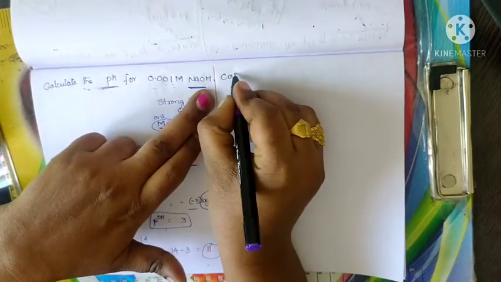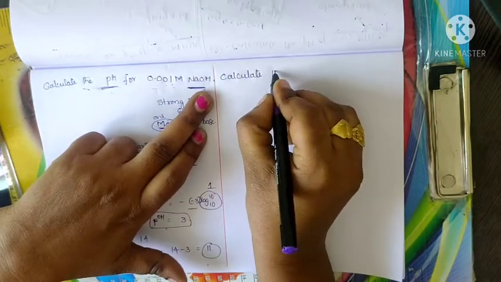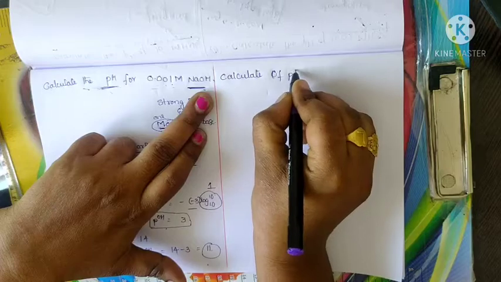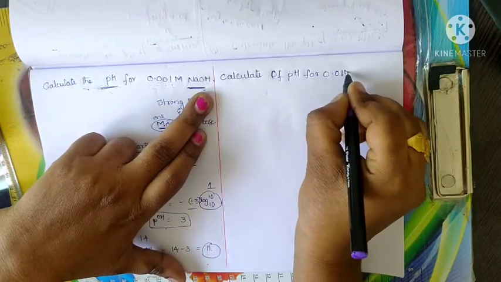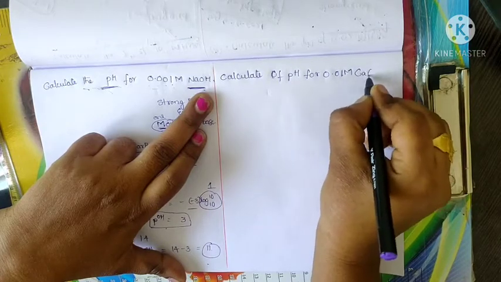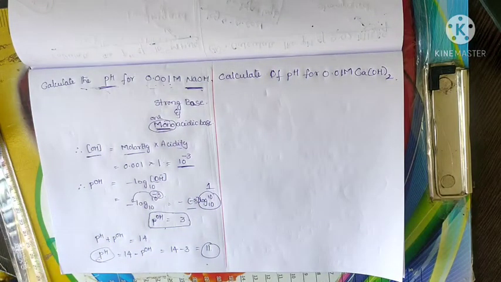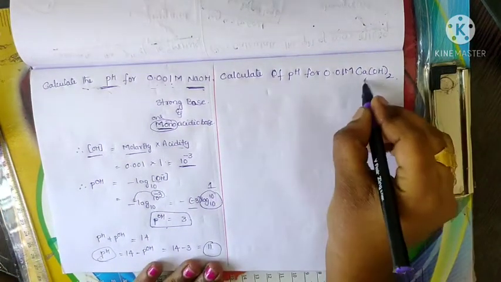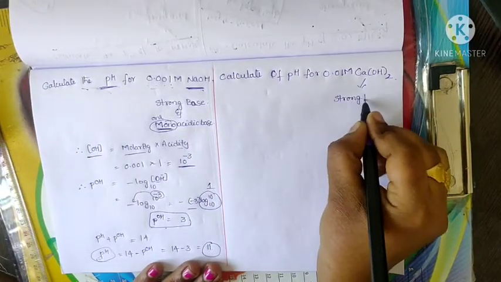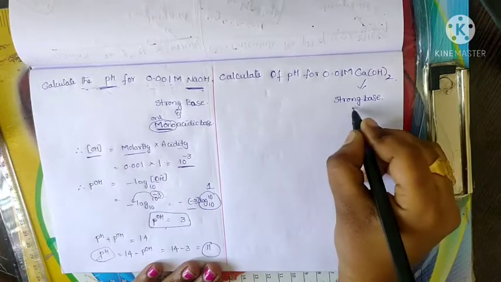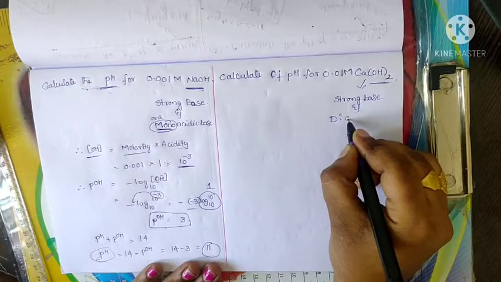Okay students, we calculate pH for any base like this. And the next problem is to calculate the pH for 0.01 molar calcium hydroxide, Ca(OH)2. Now in this problem, calcium hydroxide is a strong base and it is a diacidic base, because diacidic means it contains two hydroxide ions, so we call it a diacidic base.